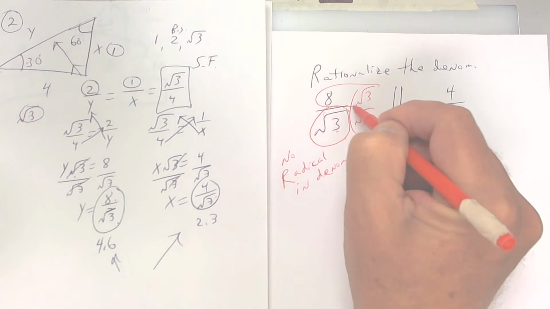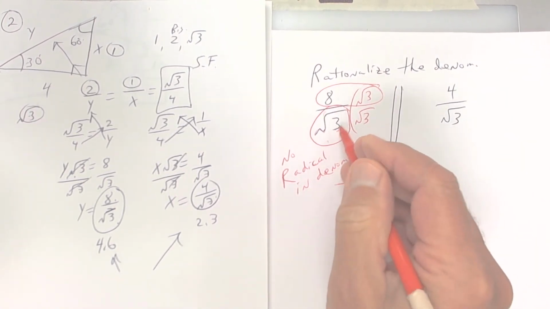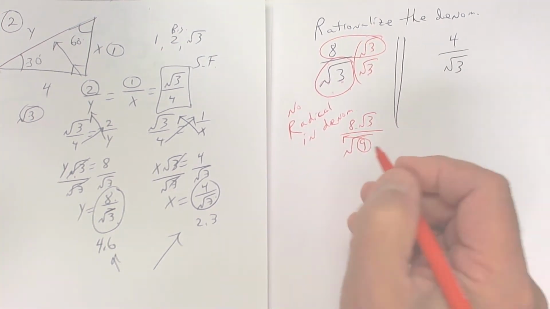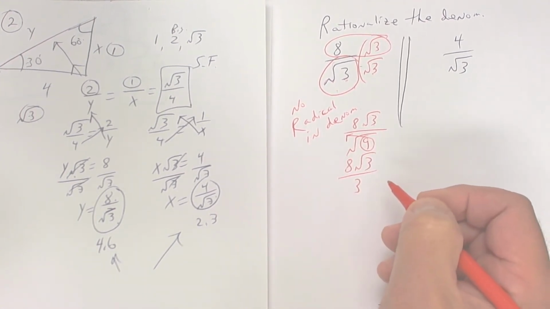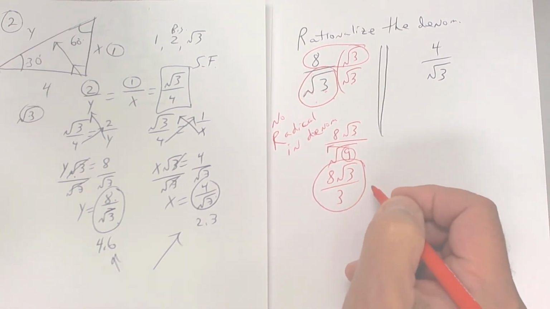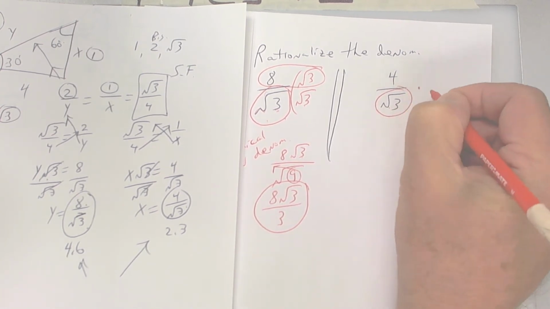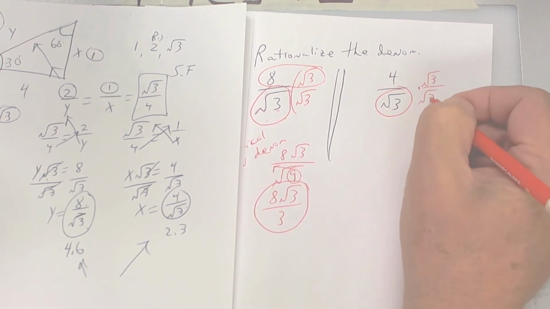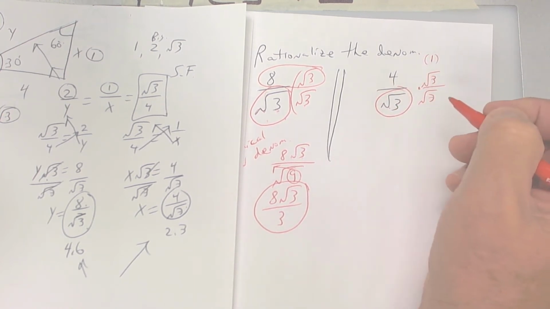Watch what happens. You're going to get 8 square root of 3 in the top. 3 times 3 is 9, but the square root of 9 is 3. So your final answer is going to be 8 square root of 3 over 3. Okay? That's your answer. And that's how you rationalize your denominator. Watch again. You're going to go ahead and get rid of this because you can't have a radical. So it's going to be the square root of 3 twice, top and bottom, which really equals 1. And that's why you can multiply, because if you multiply by 1, it doesn't change anything.